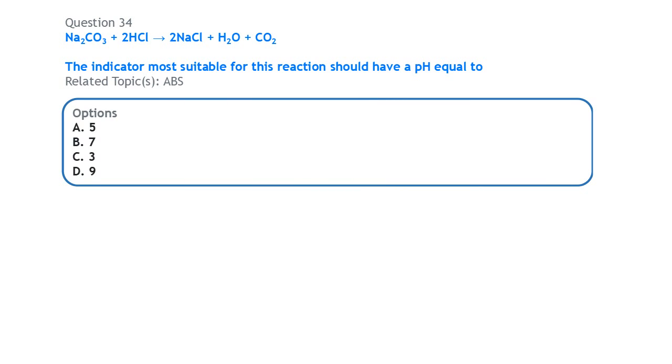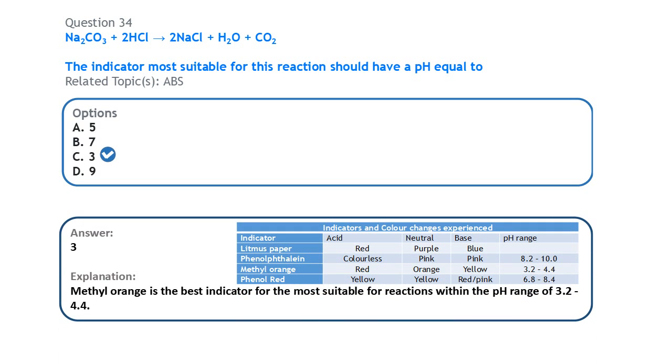The indicator most suitable for this reaction should have a pH equal to. So this is a reaction between sodium carbonate and hydrochloric acid. The indicator that will be used here must have a pH that is equal to 3, within this range here, 3.2 to 4.4. So that will be like methyl orange. Methyl orange is going to be a good indicator for a reaction like this.